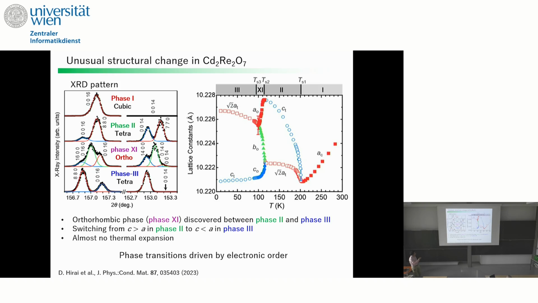At the lowest temperature we again have the tetragonal phase, but interestingly, you see the intensity ratio flips between phase 2 and phase 3. This means we have an elongated unit cell in phase 2, but it is compressed in phase 3. And there is almost no thermal expansion. All this indicates this structural change is induced by some electronic instability.